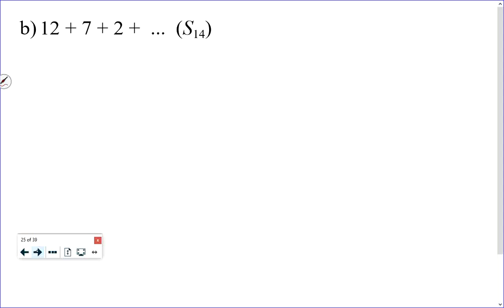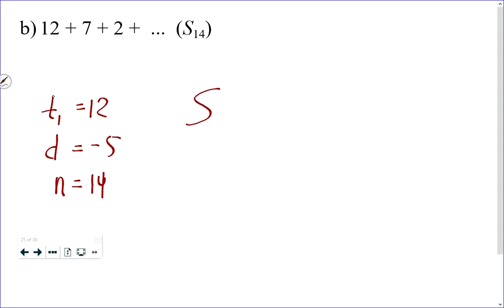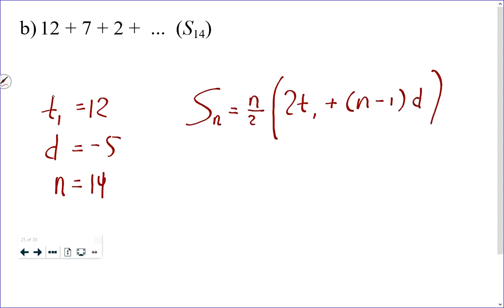S14 here. So T1 is 12. The common difference is negative 5, and we're trying to find the sum of 14 terms. Same formula, because it's the same set of information. This time I'm going to put my substitution down, but I'm not going to show any steps, and then we'll write down what the answer is.